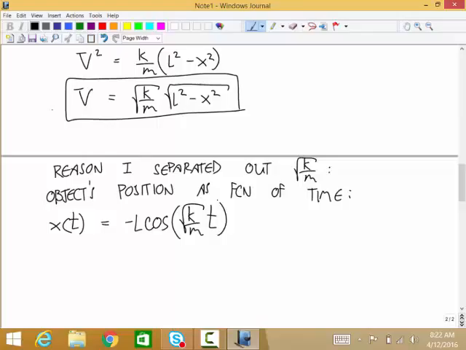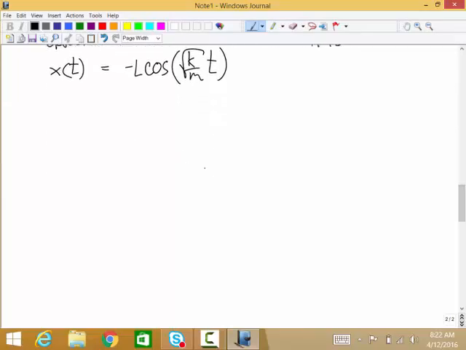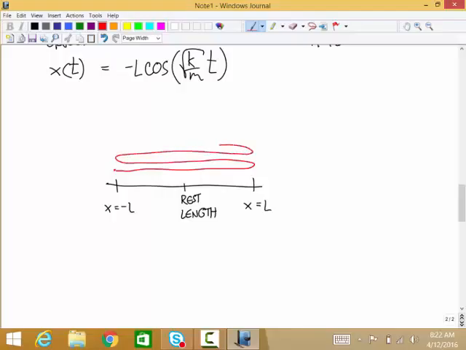It's decreasing from L to 0, then it's increasing from 0 back to L, so the motion is going to look like this. Here's its resting length. Here's x equals negative L. Here's x equals positive L. It starts out here and just oscillates back and forth like this. Okay?